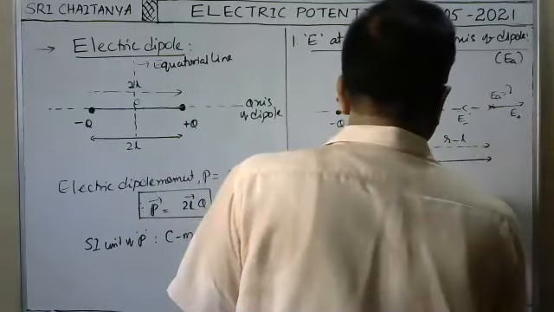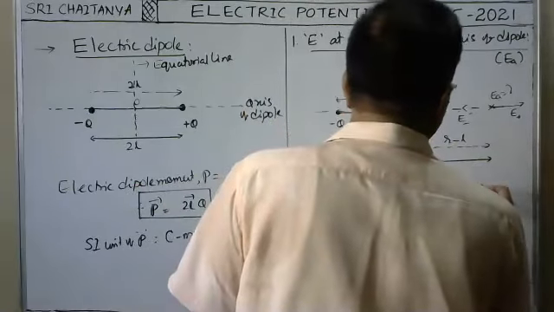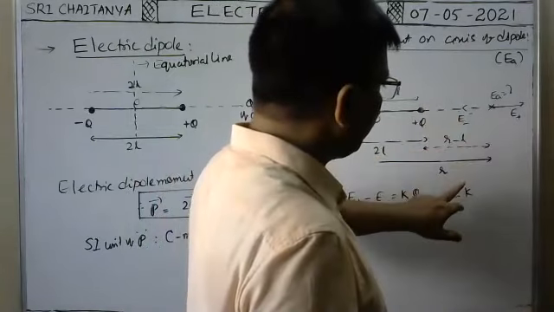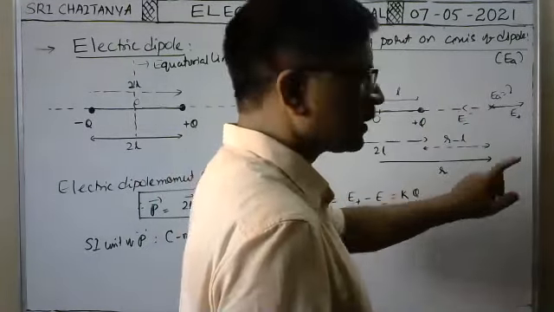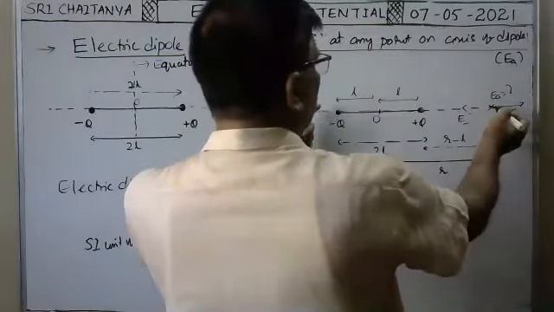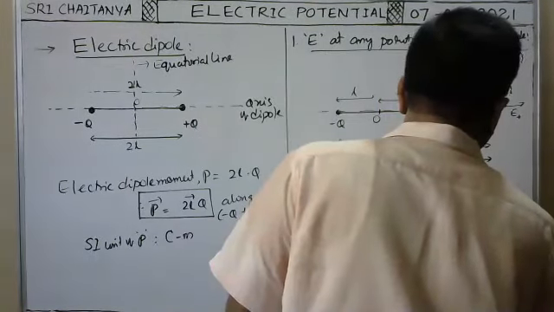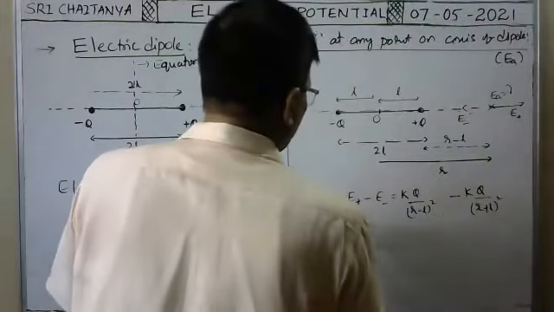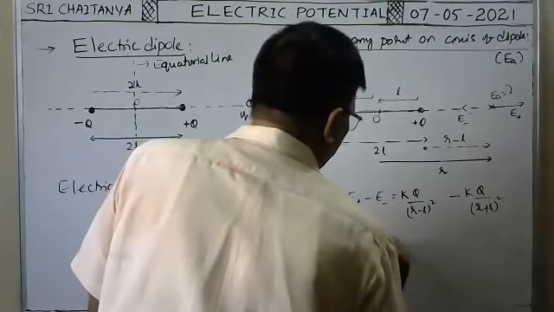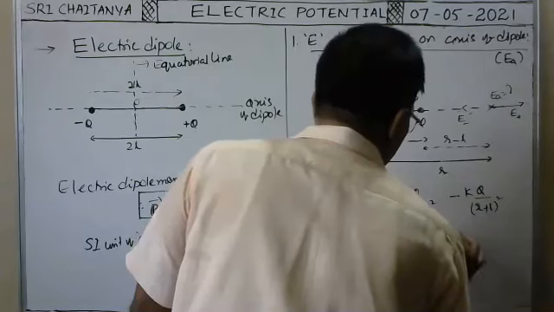Similarly, E minus is the intensity of electric field at this point due to the negative charge. That is K into Q, and you should not put the minus sign, as we already took the direction into account. The distance of this point from this charge is R plus L, so R plus L whole square. Therefore, this is equal to KQ, taking common, 1 by R minus L whole square minus 1 by R plus L whole square.